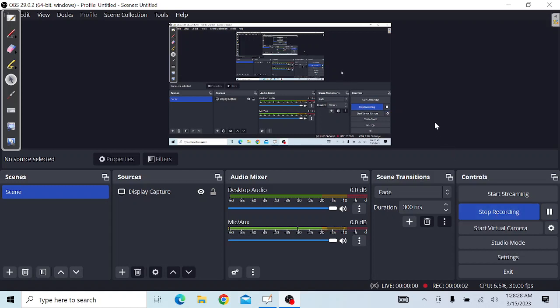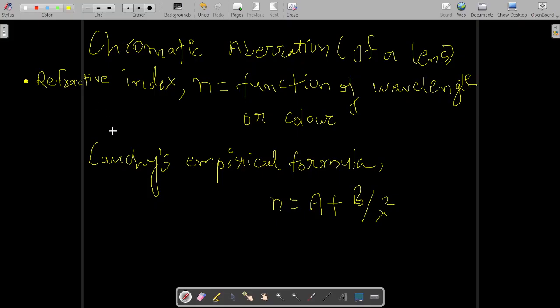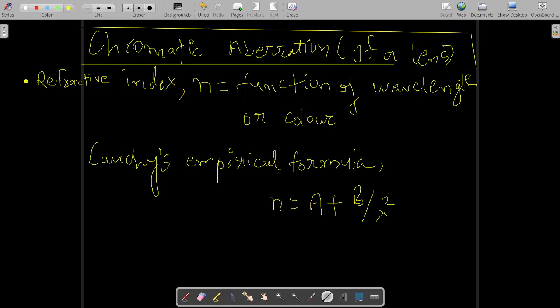Yes friends, welcome once again to the class, and we will discuss today chromatic aberration in a lens. In this chromatic aberration of a lens we have something called refractive index, which is different for different colors. What exactly chromatic aberration is, we will learn over here. So refractive index n is a function of wavelength or color, as written over here.